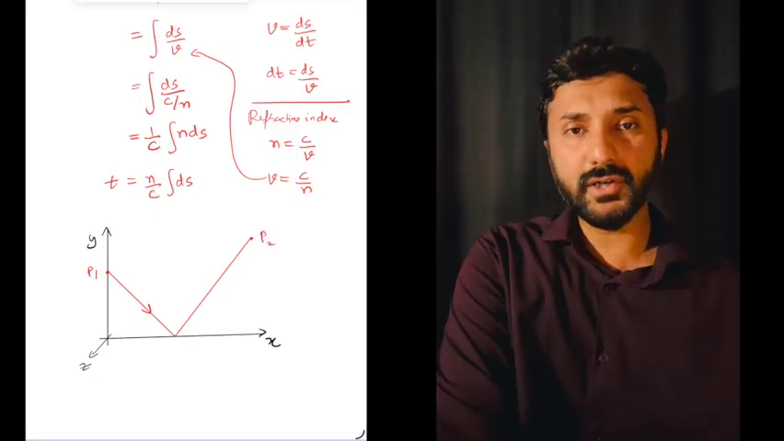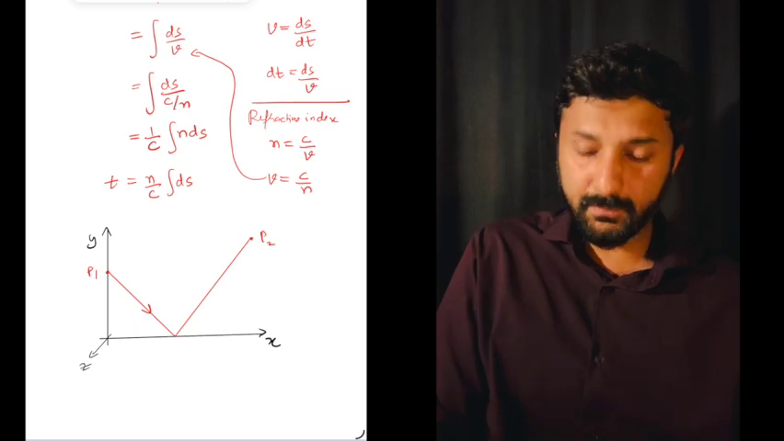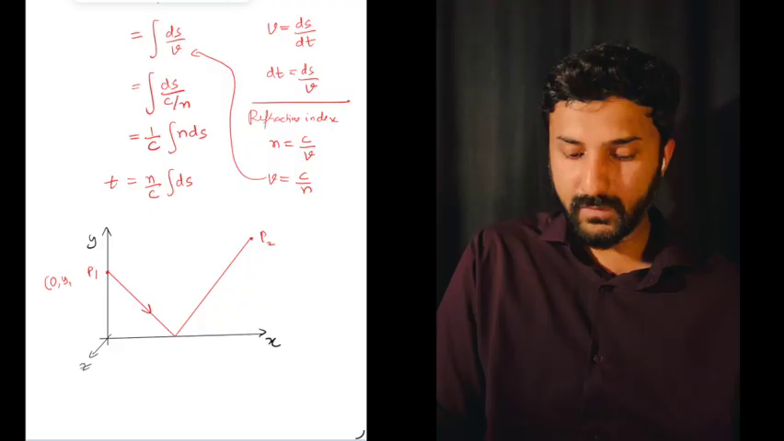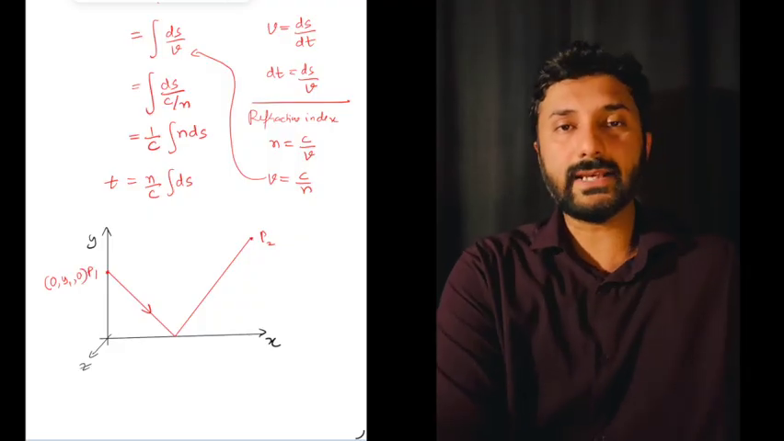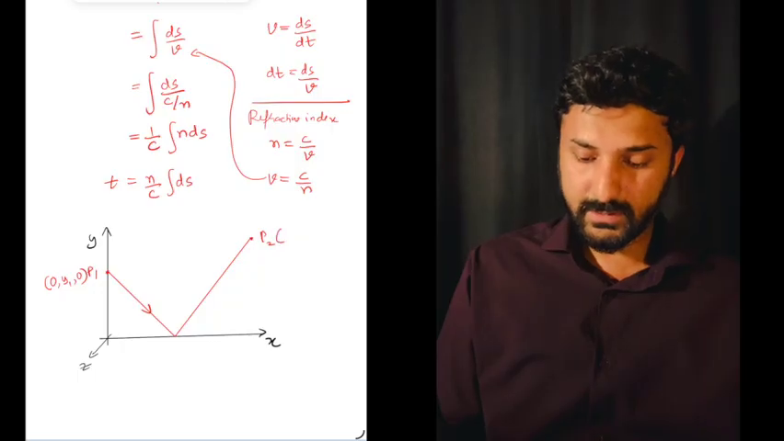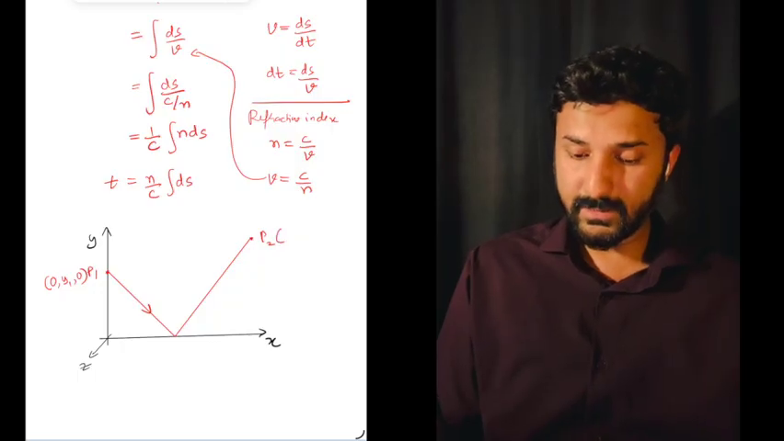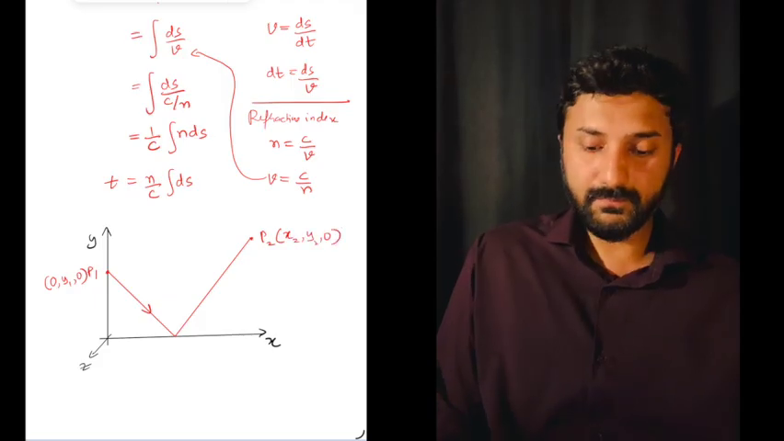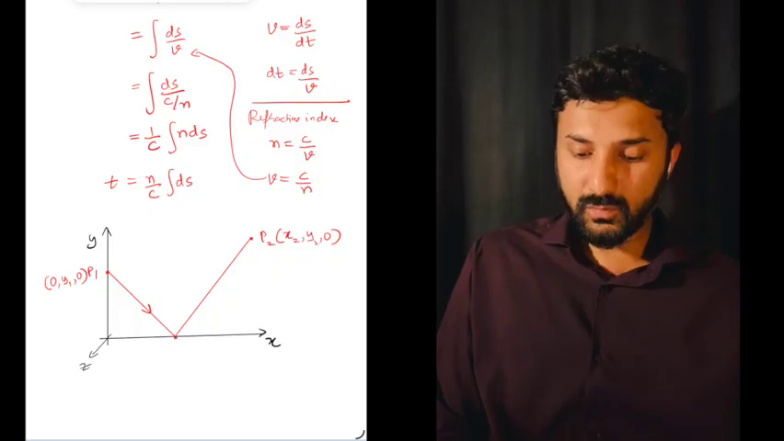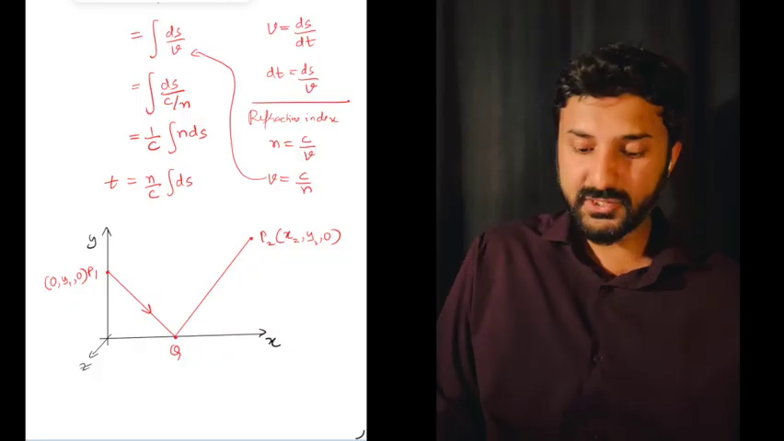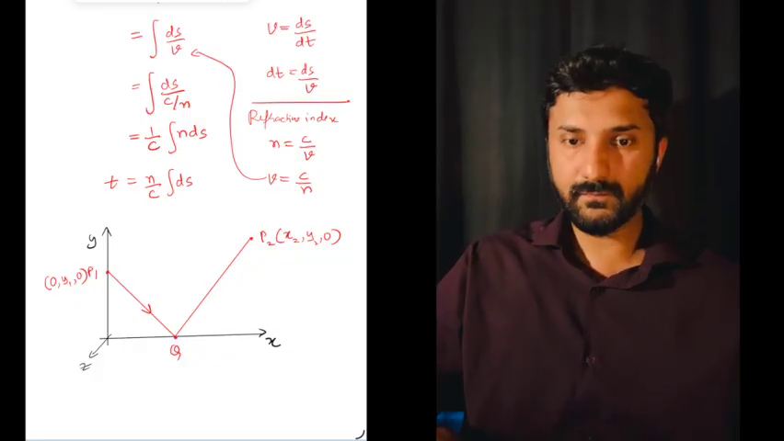So let us mark the coordinates of these points to be specific. P1 is on the y-axis, which means its coordinates are going to be 0, y1, 0. So its x and z coordinates are going to be 0, whereas P2 here is in the xy plane again, and so its coordinates would be x2, y2 and 0. Whereas the point Q, where the light is bouncing off, let us, for the sake of generality, assume it to be anywhere on the xz plane.